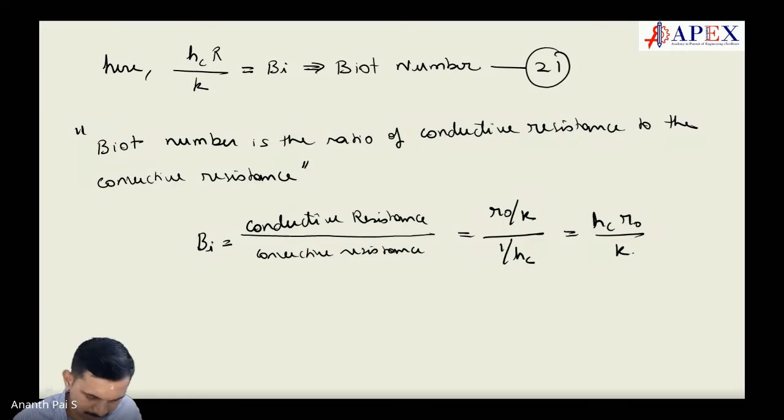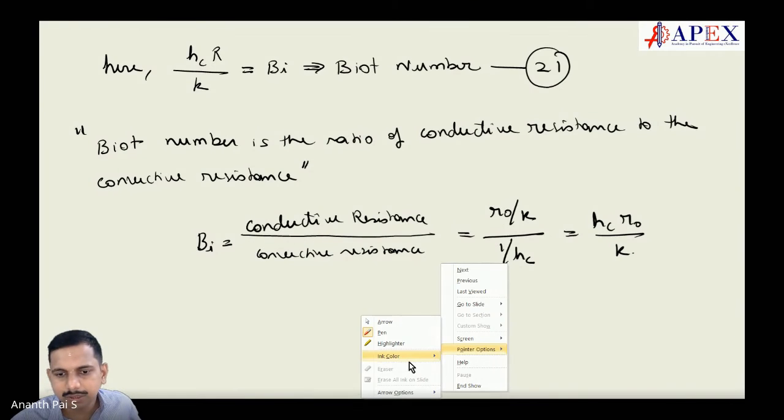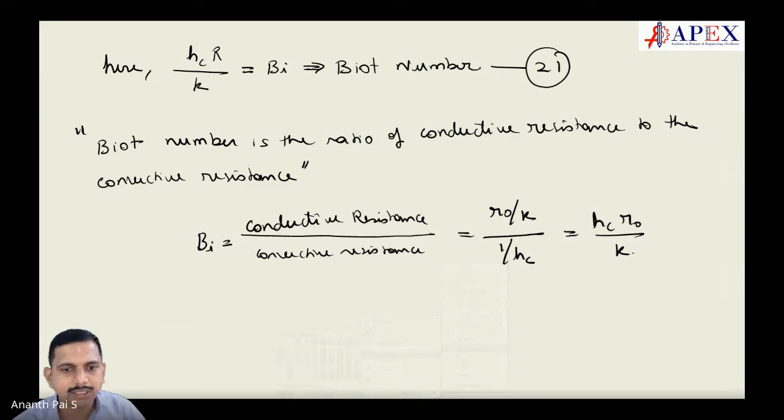With Biot number, students. Biot number is conductive resistance by convective resistance, which is R naught by K divided by 1 by Hc, which is Hc R naught by K.